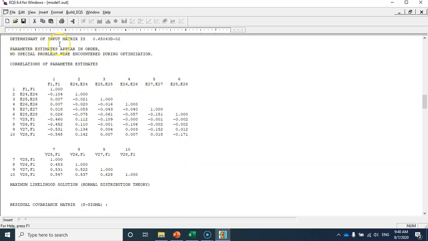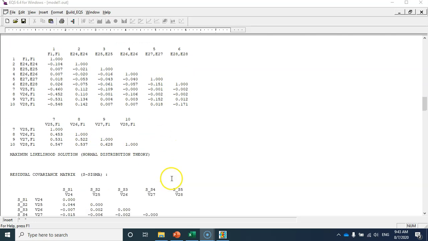And here you can see the determinant of the input matrix as well. Note that these two lines are very important lines, and before you evaluate the results, you should make sure that you have these two lines in your output file. Otherwise, the results may not be trusted. And after that, you can see the correlations of parameter estimates. This is something that we requested when we were creating our input file. So these are the correlations of the parameter estimates.